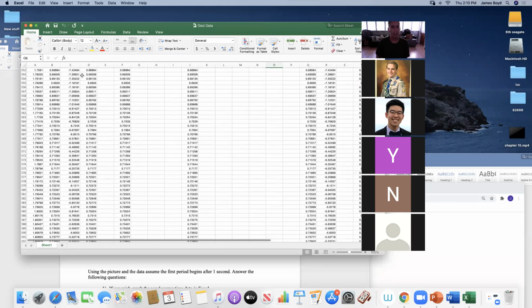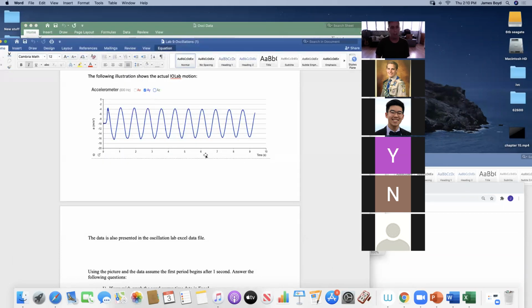How you can find that is notice that the acceleration starts at a maximum of about negative 3.9 or something, goes to a maximum of negative 16, back up to a negative 3.